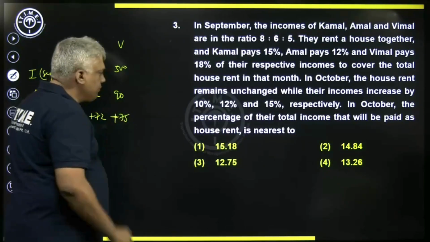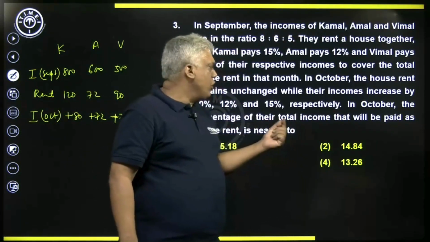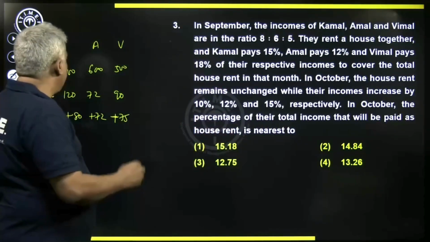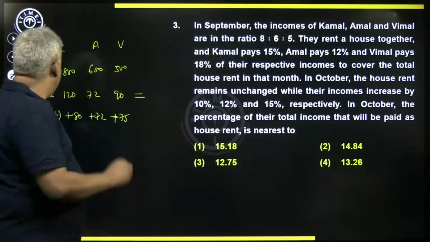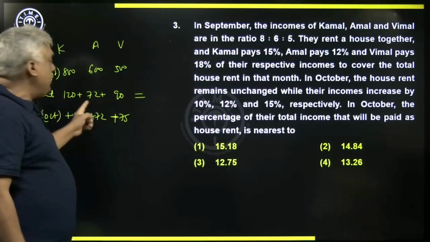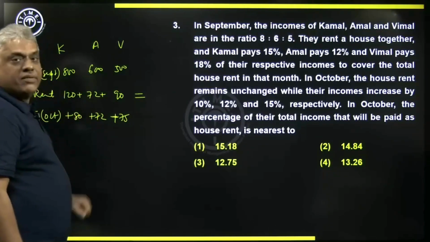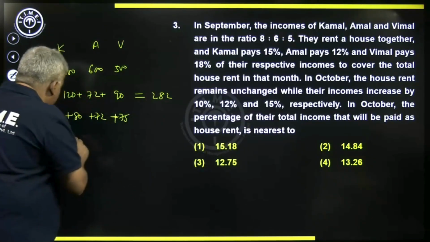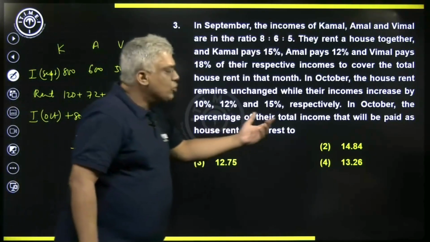Now, they are asking in October the percentage of total income that will be paid as house rent is nearest to. Now, how much are they paying as house rent? House rent is the same, right. So, let us calculate how much they are paying. Let us add this. 120 plus 90, that will be 210, 210 plus 72, that is 282. The rent paid is 282. Now, they are asking 282 is what percentage of October's income.